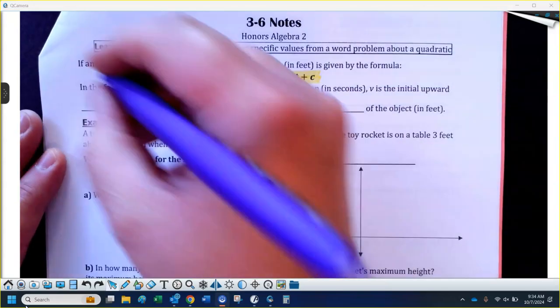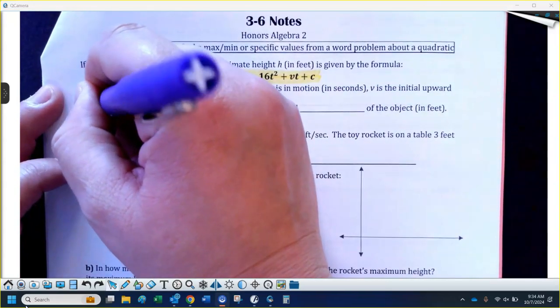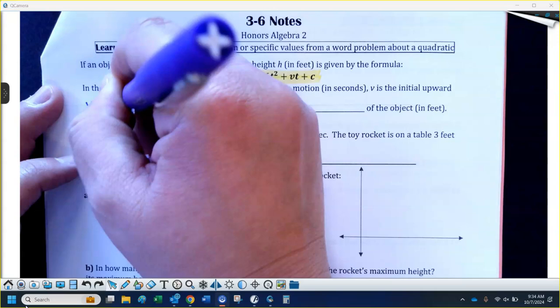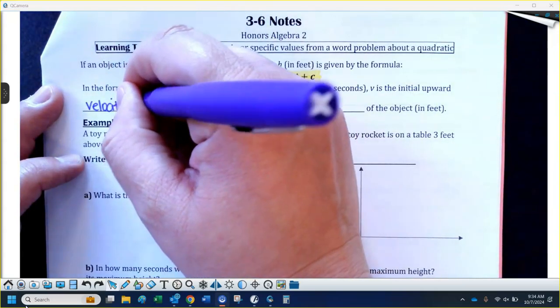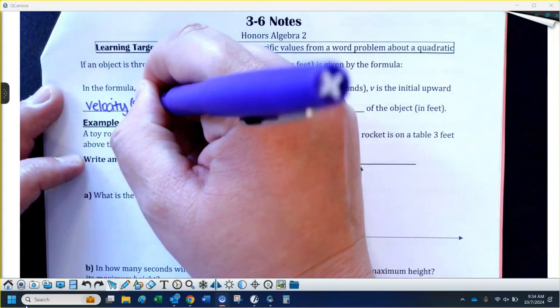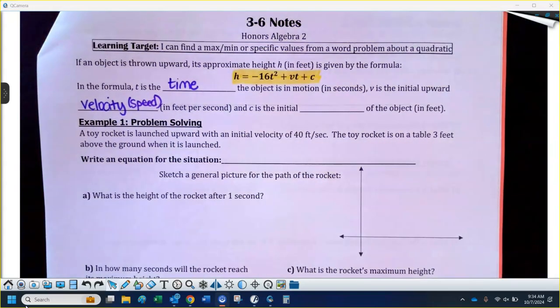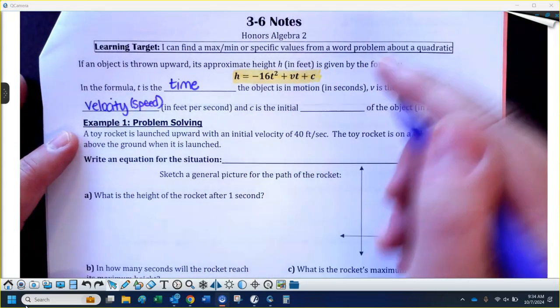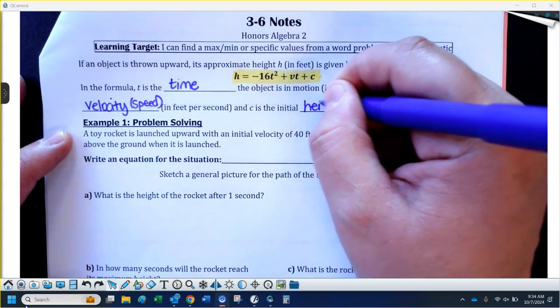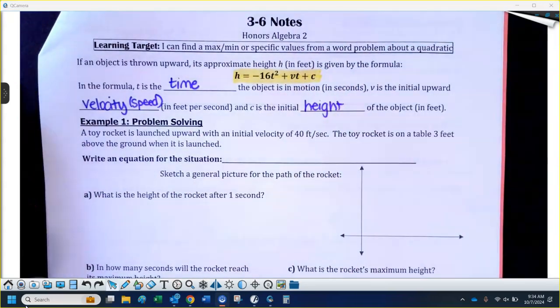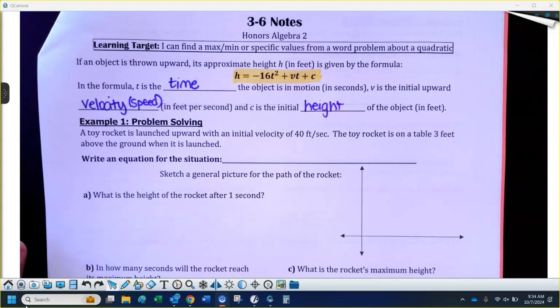V is the initial upward velocity of the object, which is a fancy word for the speed or how fast the object is going. And that's got to be in feet per second if you're using this formula. I'm not going to give you anything weird where you'd have to convert anything like that. And then C is the initial height of the object. And that's going to be in feet.